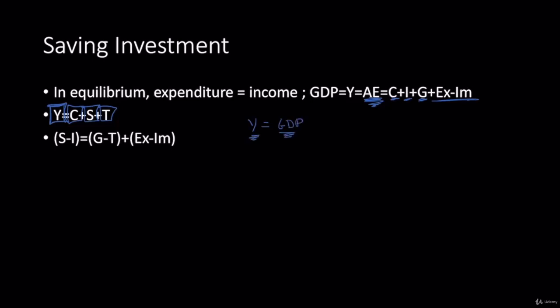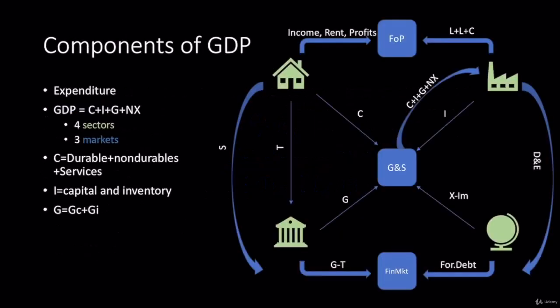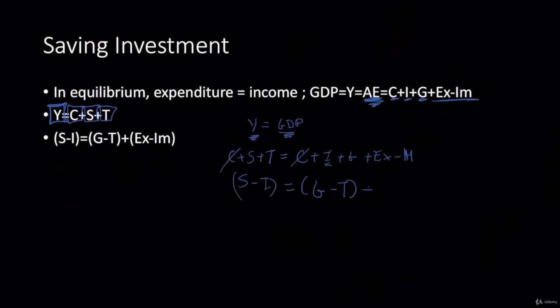And I can rewrite it as C plus S plus T equals C plus I plus G plus exports minus imports. And C goes away, and I can put this on the other side, so I get S minus I, and I can get this relationship. And this relationship is going to be fundamentally important for us.